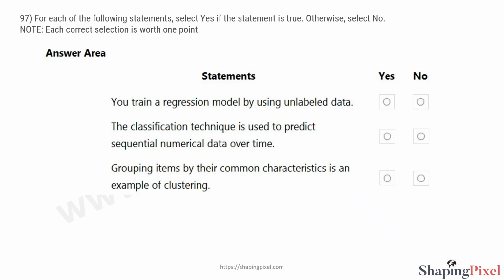Question number 97. For each of the following statements, select yes if the statement is true, otherwise select no. Each correct selection is worth 1 point. So the statements are: you train a regression model by using unlabeled data. The classification technique is used to predict sequential numerical data over time. Grouping items by their common characteristics is an example of clustering. So the first two statements are true and the third statement is false.